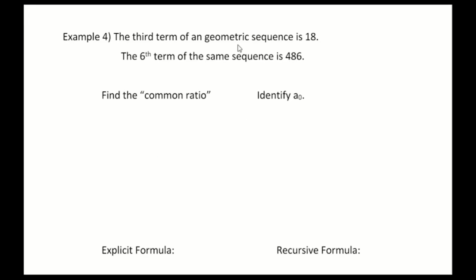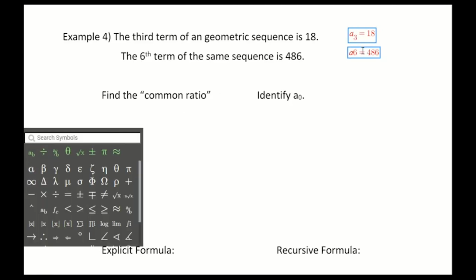So let's see here. The third term of a geometric sequence is 18. So we can say that a sub 3 is 18, and the sixth term is 486. Now, just giving me two terms is not enough information to determine whether or not it's geometric or arithmetic or some other kind of sequence. So that's why in the problem it says specifically that it's geometric.